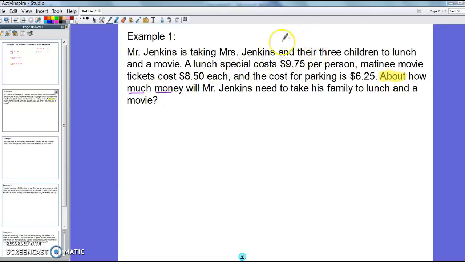So we're going to go ahead and round all of these numbers first. Let's say $9.75. Remember, with money, we always want to round up. So that's going to be about $10. And then we have $8.50, and when we round that up, that rounds to $9. And then we have $6.25, and when we round that up, again, because it's money, we always round up, that is about $7.